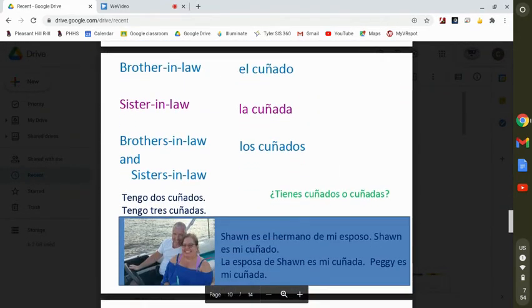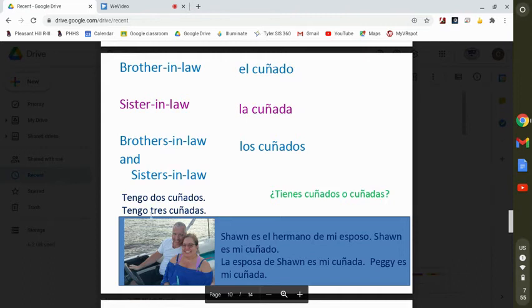Okay, so if you have a sobrino or a sobrina, a nephew or a niece, chances are you probably have a brother-in-law or a sister-in-law. So to say brother-in-law is el cuñado, el cuñado. A sister-in-law, la cuñada, la cuñada. And put them all together, los cuñados.